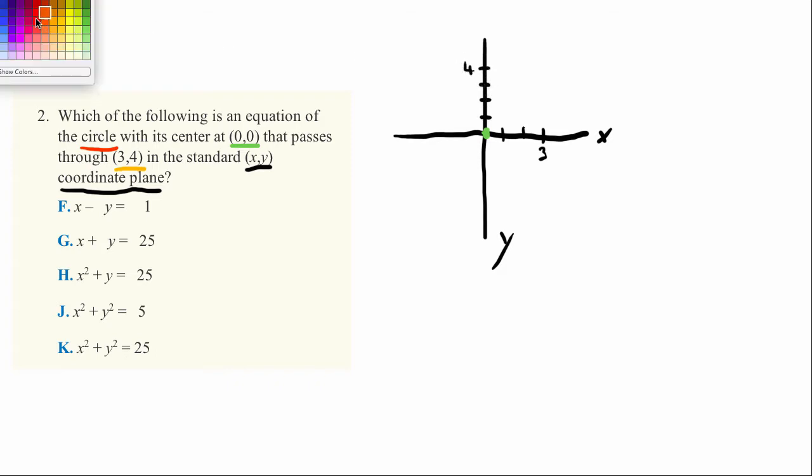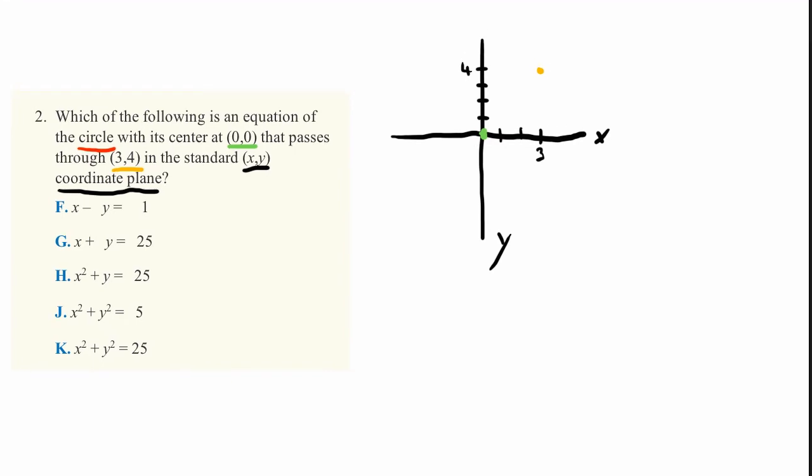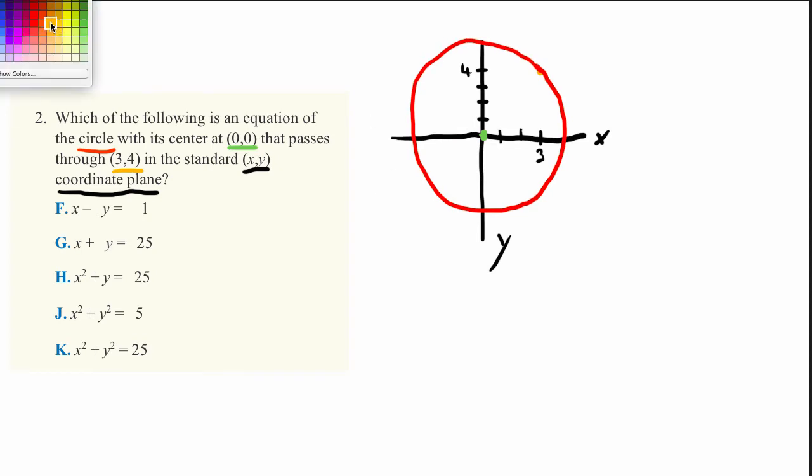There's this point (3, 4), which is on the perimeter of that circle. So if I actually were to draw the circle as best I can here, the circle would pass through this point with that as its center, so it might look a little bit like that. Now, they're asking which of these equations satisfies it.